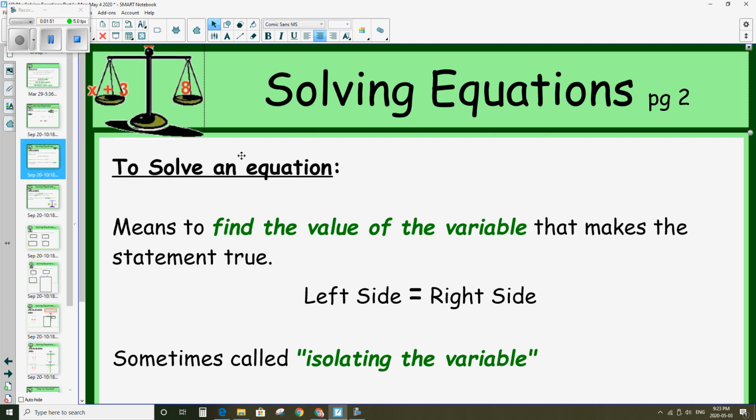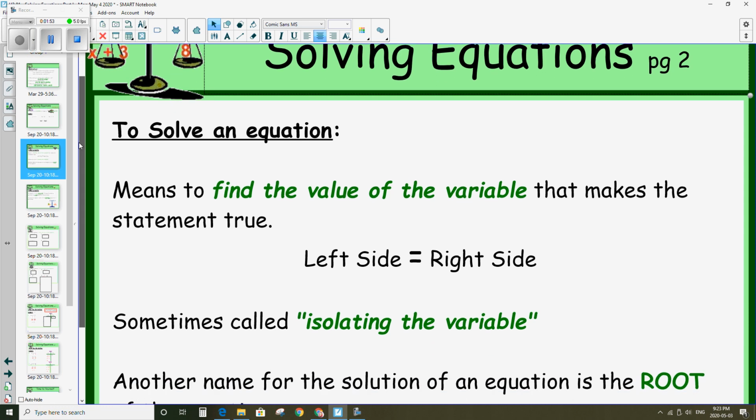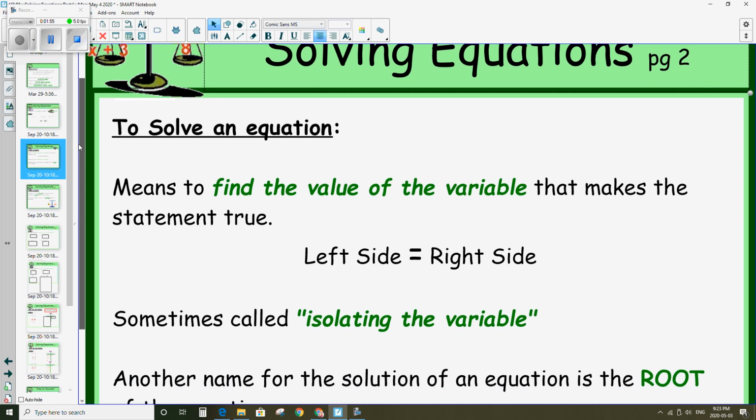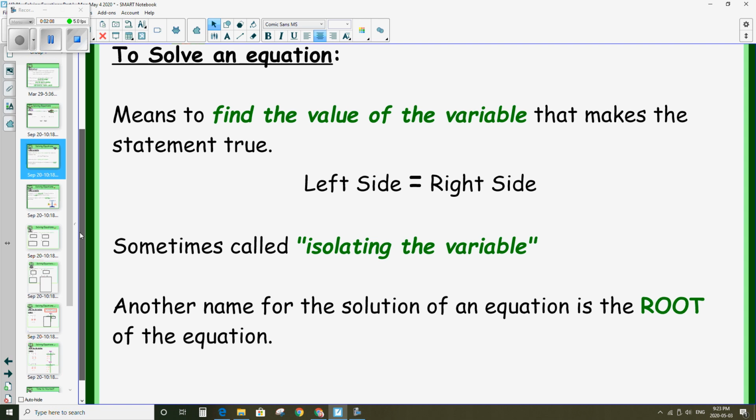All right, so what does it mean to solve an equation? It's to find that unknown that I just talked about in the previous example. It means to find the value of the variable, meaning the letter, that makes the statement true. You want to make sure that the left side is always equal to the right side. Sometimes this is called isolating the variable, and another name for the solution of the equation is the root of the equation.